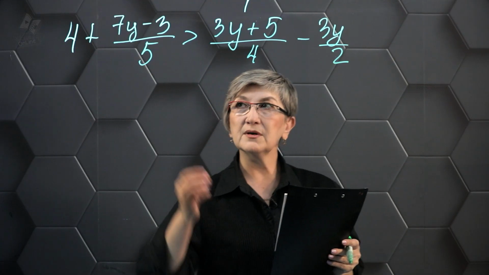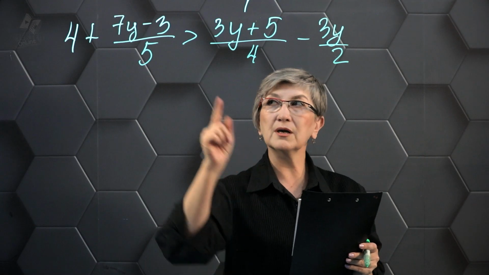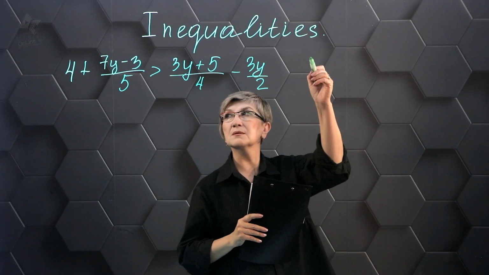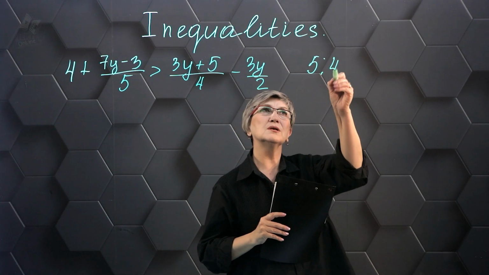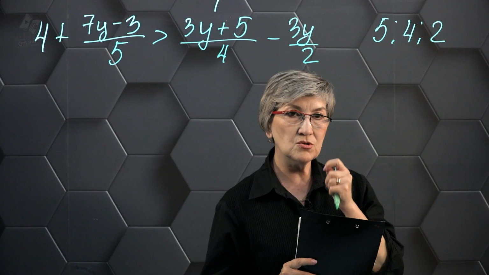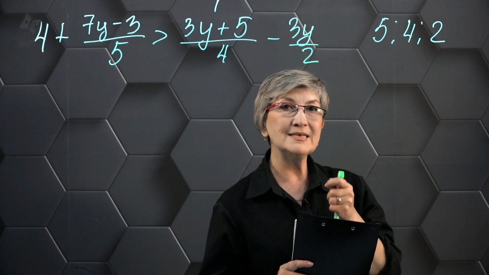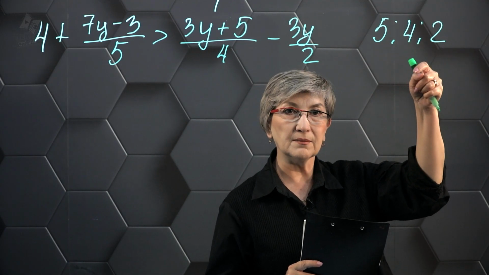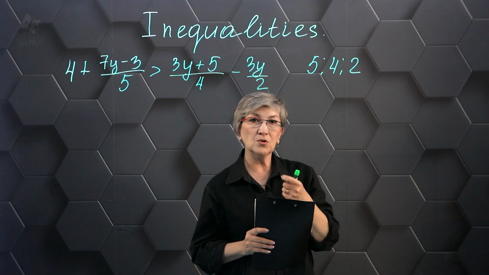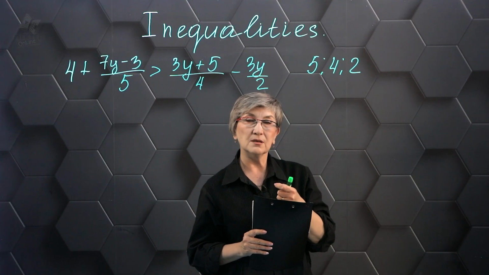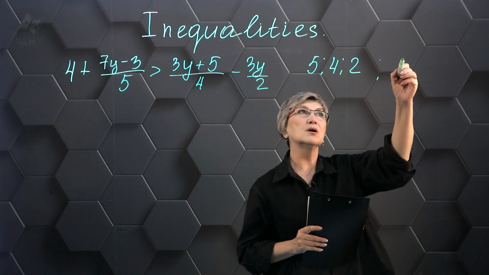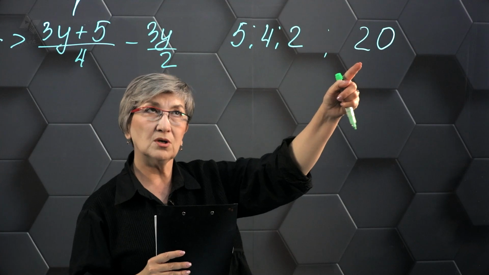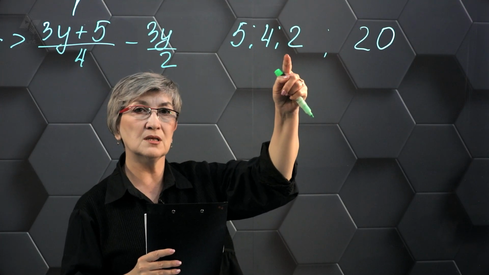In this inequality, we see denominators that are 5, 4, and 2. Let's write down these denominators, 5, 4, and 2. And now let's find a number that is divisible by 5, 4, and 2, and we will multiply both the left and right sides by this number. As a result, this number is 20. This is the smallest number that is divisible by 5, 4, and 2.